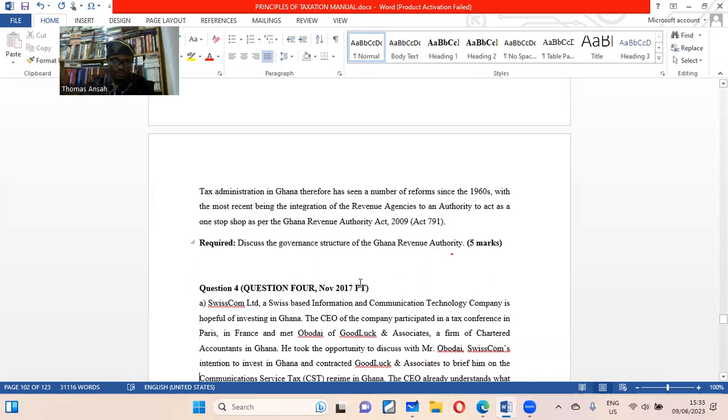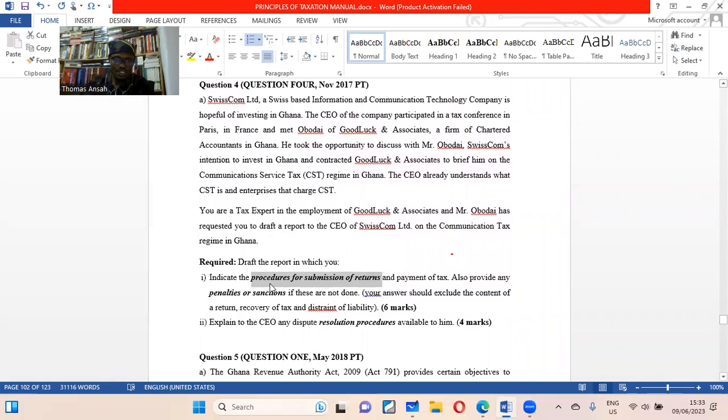Know that. This one too discusses the procedure for submission. Indicate the procedure for submission of returns and payment of taxes, and any penalty. So you read the issue. If it is CST, you should know the timing that they should file. And also know about the penalty, the sanctions: 2,000 cedis the first day, then 500 cedis thereafter.